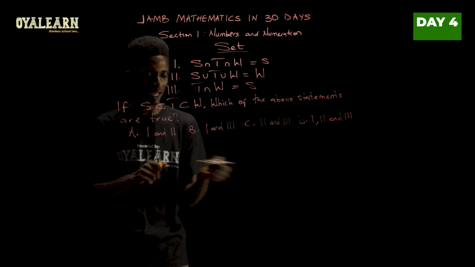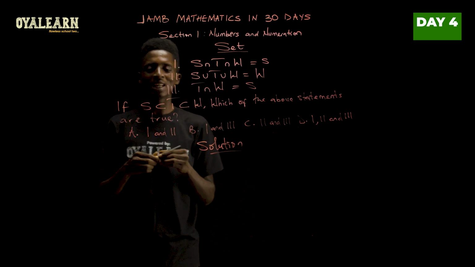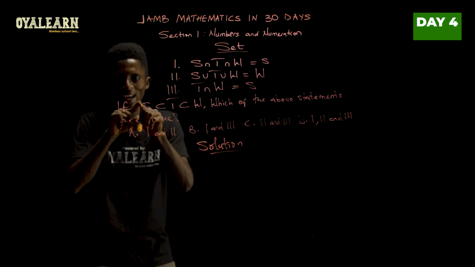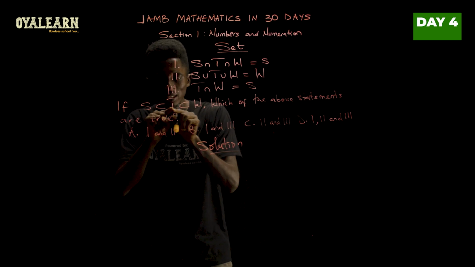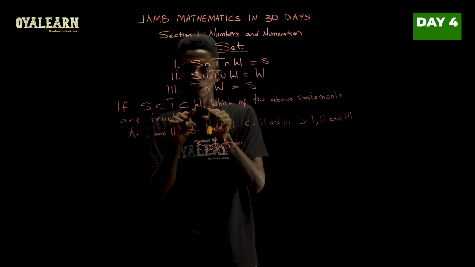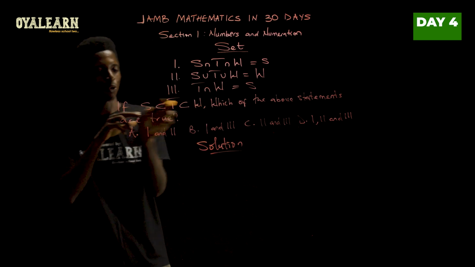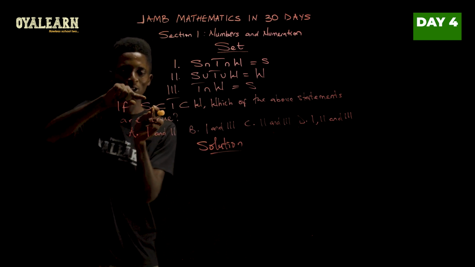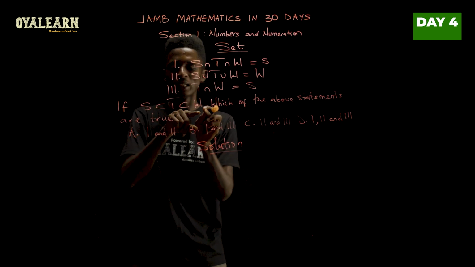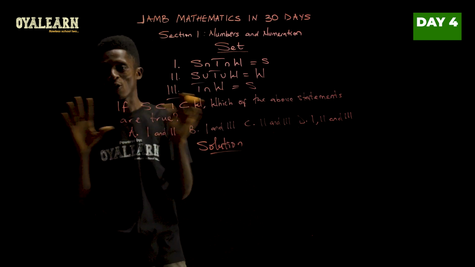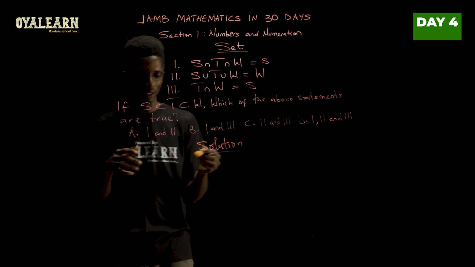Now to put this into perspective, what it means is that everything that you have in S, you will find it in T. And everything you have in T, you will find it in W. It's like saying W is the grandfather to this generation. So S being the child, T being the father of S, and then W being the father of T, that is the grandfather of S. That's just one way to put it. But let's put it in another form so that you get it right.